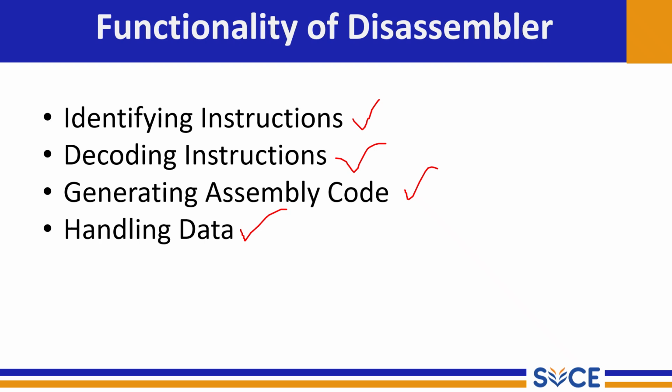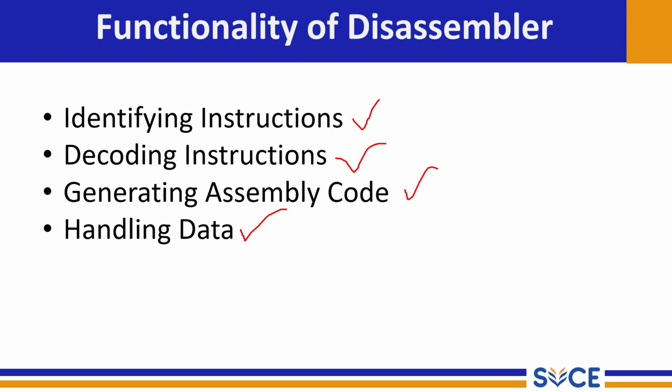And next one, that is generating the assembly code. The disassembler then generates the corresponding assembly language representation of the instruction using some short mnemonics and symbolic names like add or sub, or multiply, mul, or something like that. Okay, for the opcodes and appropriate syntax for the operands.